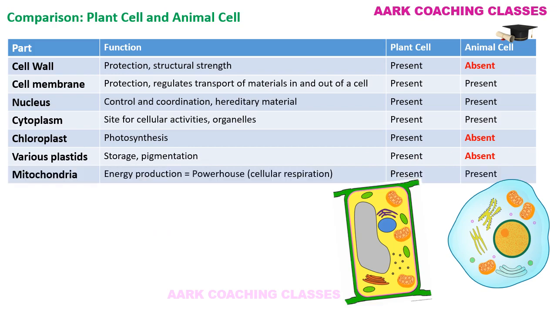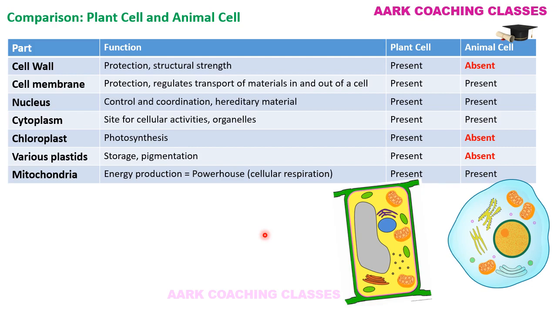Okay. Next, mitochondria. Mitochondrion is also known as the powerhouse of the cell. Cellular respiration occurs here and energy is produced in the form of ATP. So these are present both in plant cells and animal cells.